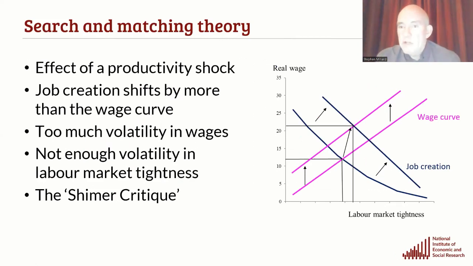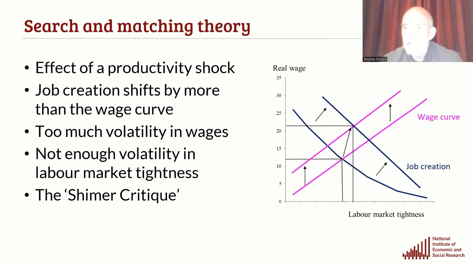We can look at the effect of a productivity shock in this model. Higher productivity encourages firms to recruit workers. Workers are now more productive, so firms want to recruit more, so they post more vacancies. We have a shift outwards in the job creation condition. At the same time, for a given level of labour market tightness, you would expect to see workers bargaining for higher real wages. They're more productive, they should be getting a higher real wage.